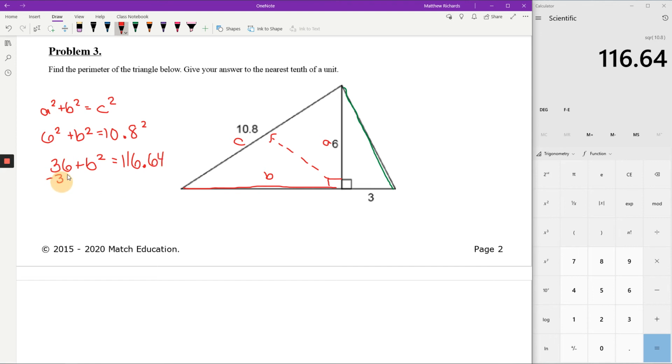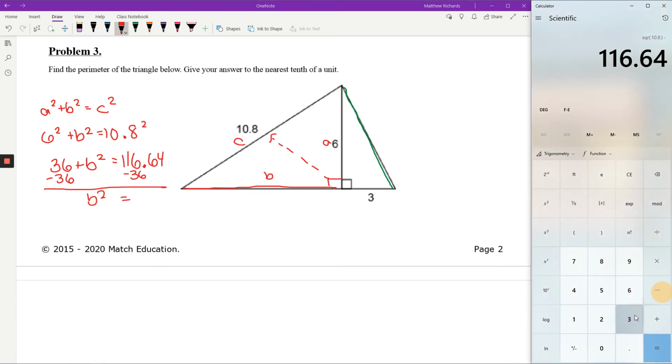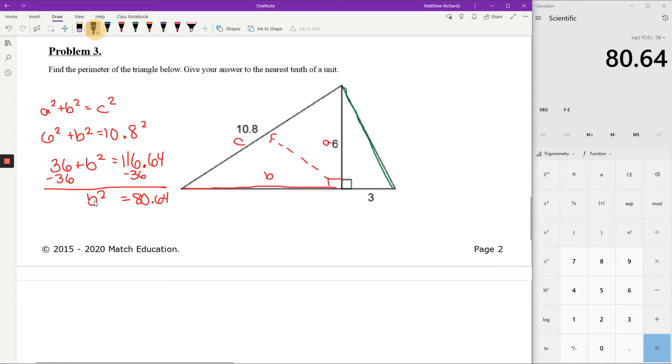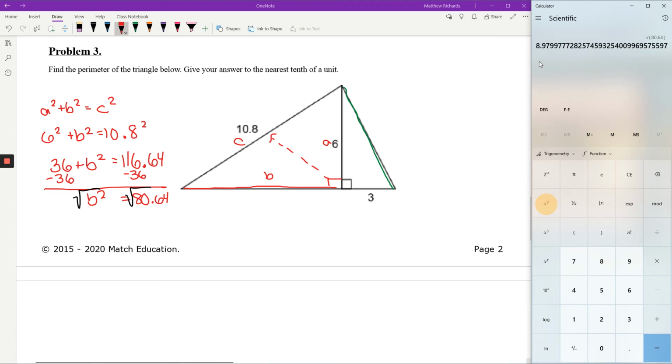If we subtract 36 now from both sides in order to get that B squared alone, we're left with B squared equals, let's subtract 36 while we have it up, 80 and 64/100. Now, if we take the square root of both sides, we're going to be left with 8.979. So we're going to approximate this to be B is about equal to 8.98. Oh, almost looks like 9 units to me, but we'll call it 8.98 for now.